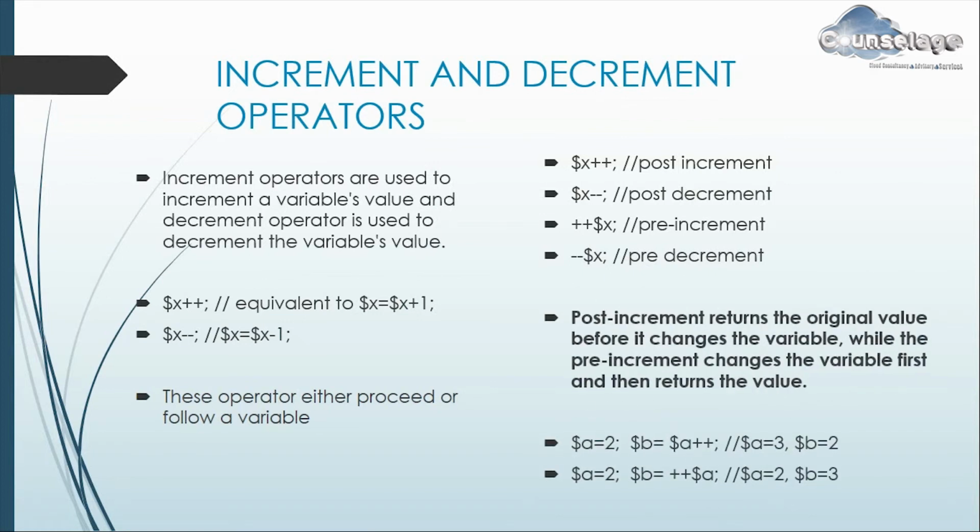Post-increment returns the original value before it changes the variable, while pre-increment changes the variable first and then returns the value. For example, $a = 2 and $b = $a++. So here the output will be $a is 3 and $b is 2. Similarly, when $a is 2 and $b is ++$a, then $a results into 3 and $b is 3 only.